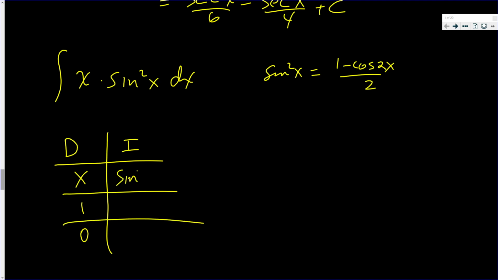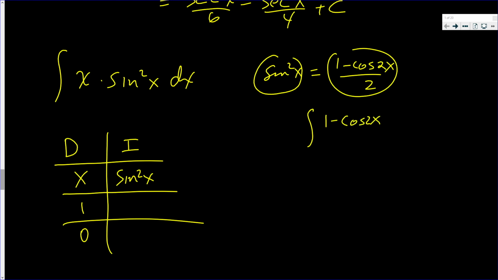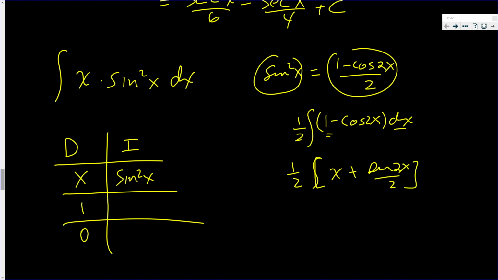Question is, can I integrate sine squared x twice? Well, integrating this is the same as integrating that. The integral of (1 minus cosine 2x) over 2, I'll bring the half out, dx. There's the half. The integral of 1 dx is x, minus the integral of cosine 2x, which is sine 2x over 2. So I get 1/2 times (x minus sine 2x over 2).